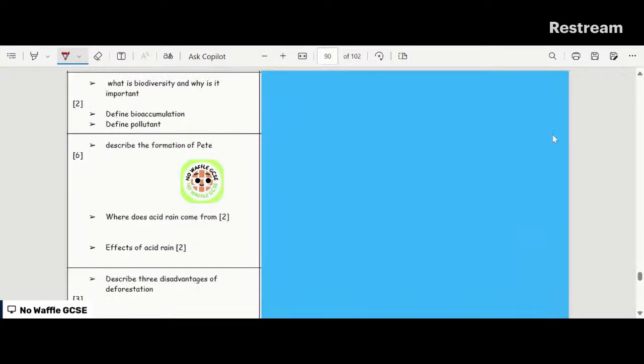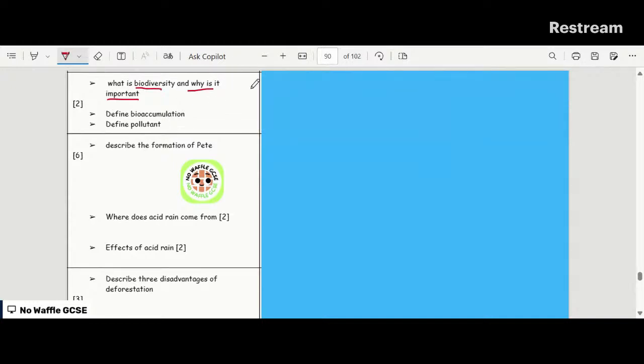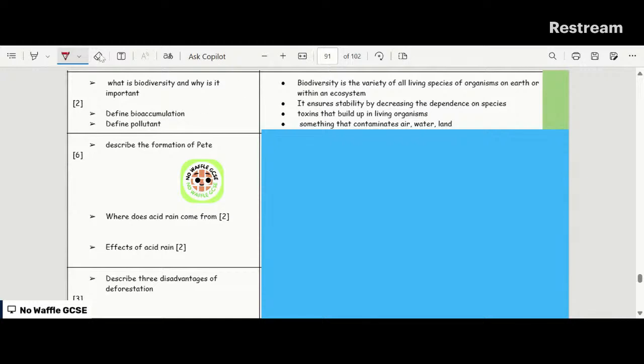Next. What is biodiversity and why is it important? The geographers should be well aware of this. So this is only a 2 marker, so not too much information. Actually, because this shows both results, let's go through all of the questions. So biodiversity, bioaccumulation, and pollutant. So biodiversity is the variety, important to say that, variety of all living species of organisms on Earth or within an ecosystem. So it depends what you're talking about.